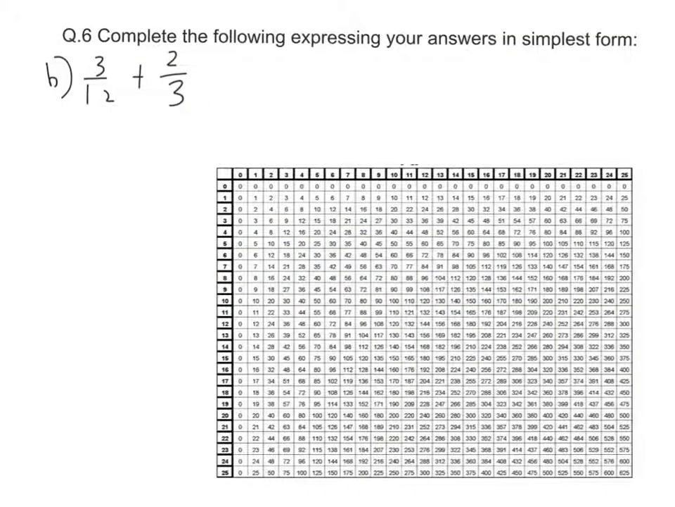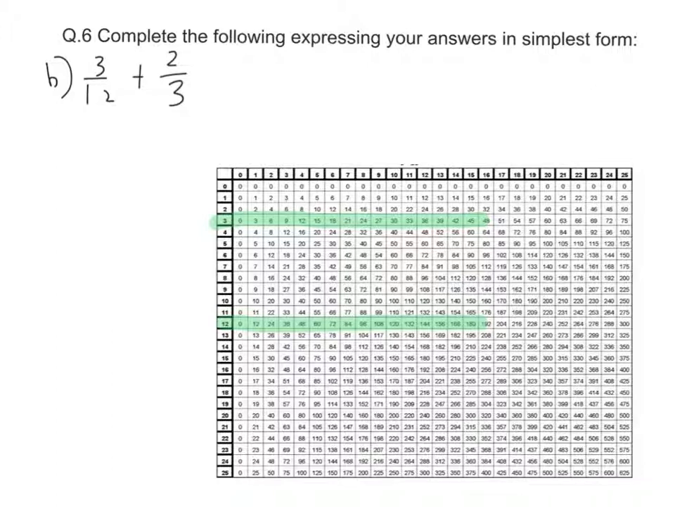Okay, next question. 3 over 12 plus 2 over 3. I need to make the denominator the same. I need to find the lowest common multiple. To do that, I'll look at the multiples of 12 and the multiples of 3. So I highlight the multiples of 12, I highlight the multiples of 3, I'll look to find the first number that they share, or in other words, the lowest common multiple.